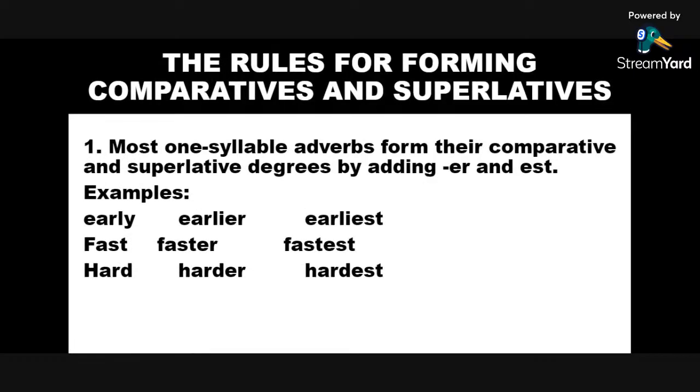Now let's look at the rules for forming comparatives and superlatives. We looked at how they are used, but then in order to use them, you have to form them. So we want to just quickly look at the rules that govern how they are formed. Number 1, most one-syllable adverbs form their comparative and superlative degrees by adding er and est. Examples: early, earlier, earliest; fast, faster, fastest, right? Hard, harder, hardest. Okay, so that's what we find here.